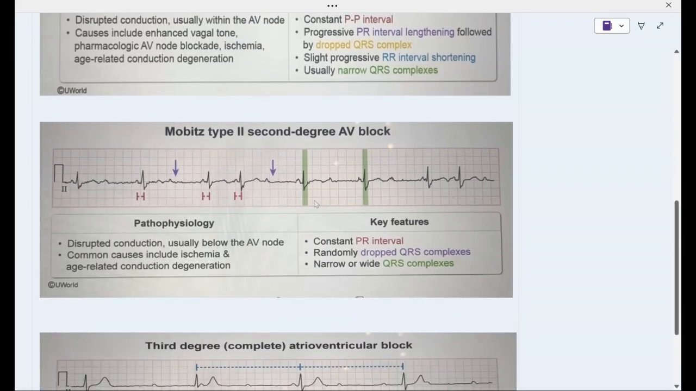Okay, now we have Mobitz type 2. Now, this is because of disrupted conduction, but below the AV node. So type 1 is usually within the AV node, and in type 2 the problem is below the AV node. So, what are the common causes? Ischemia and age related conduction lesions. Again, it is age related and also seen in ischemia. Here the PR interval is constant, unlike in type 1, but the QRS complexes are randomly dropped, and the QRS complex can be either wide or narrow. So in the same ECG, you will see some QRS complexes are narrow, some are wide, and the QRS complexes are randomly dropped.